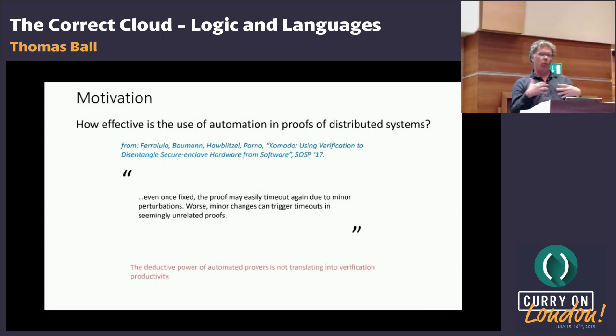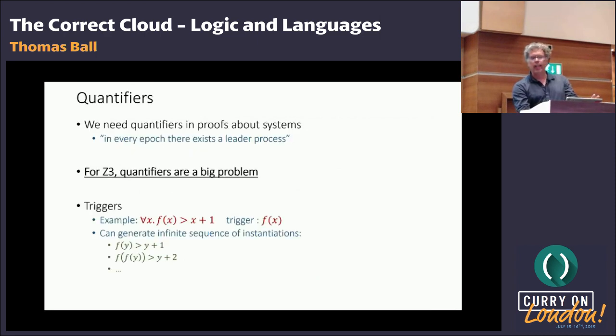So there's a lot of unpredictability. While I was singing the praises of SMT, the reality is when you're encoding and sending things off to this black box called the solver, things may not go so well. And primarily that's when you're getting into undecidable fragments. For most interesting properties, you're going to need quantifiers in your proofs about systems. So in every epoch, there exists a leader process. That's going to be translated into some quantified fact. And for Z3 and any SMT solver, quantifiers are a big problem.